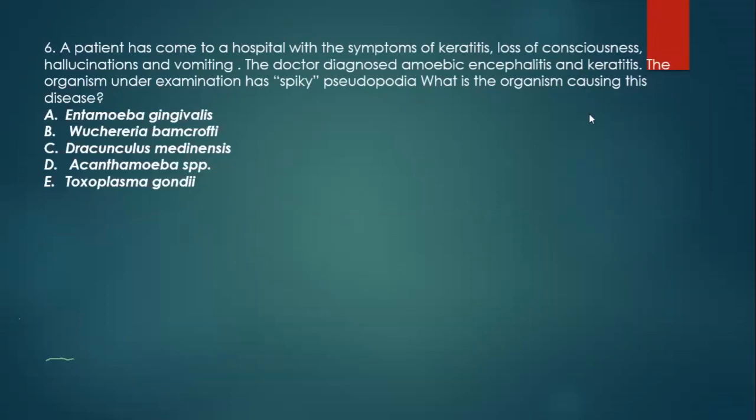All right, time's up. Now, the answer to this question, for everyone that put D, Acanthamoeba species, you're absolutely correct. In the course of our lesson, we'll get to understand that Acanthamoeba species, from the name Acanthamoeba, acanth meaning curled, hooks. So they have spiky pseudopodia. Amoeba, they have pseudopodia; acanth, hooks, spikes. This organism causes keratitis and amoebic encephalitis, with vomiting, hallucinations, and loss of consciousness.